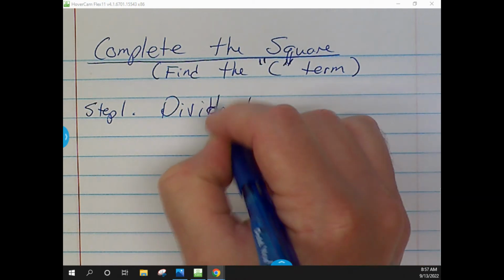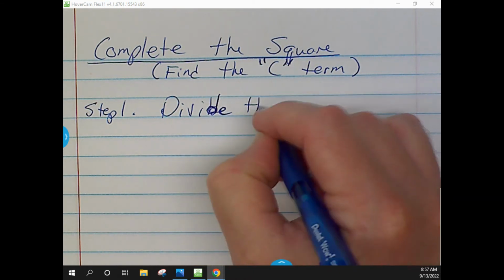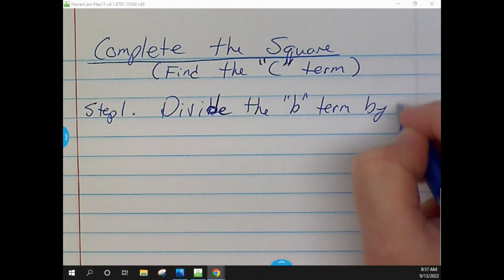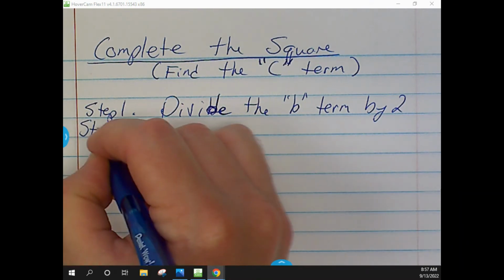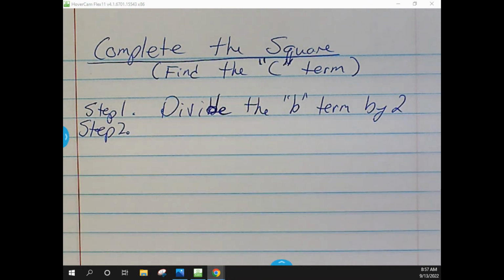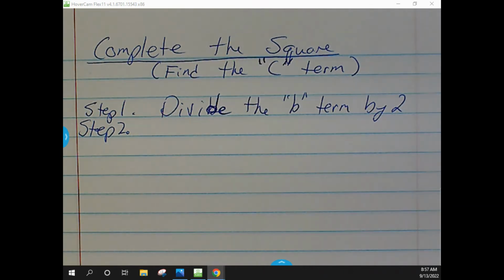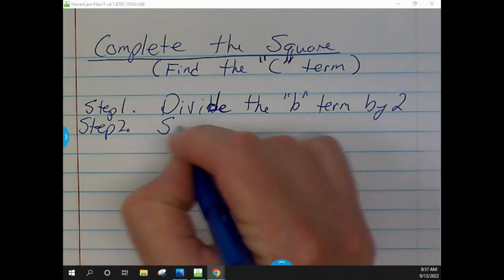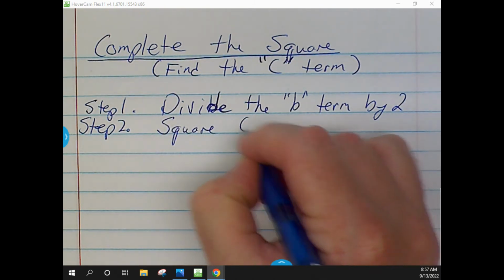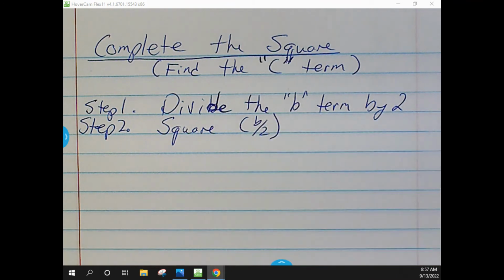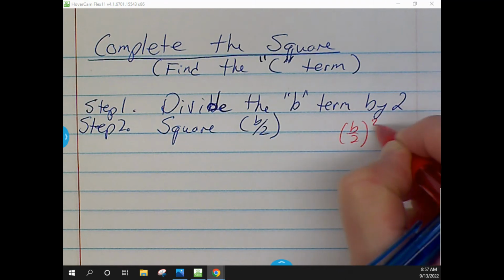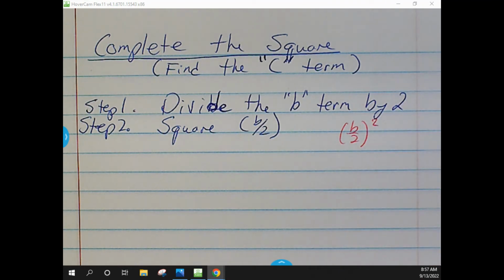And then after you divide the B term by 2, you're going to square the B divided by 2. So basically, you're going to take that number you've got of B over 2 and you're going to square it. So this is B over 2 squared.